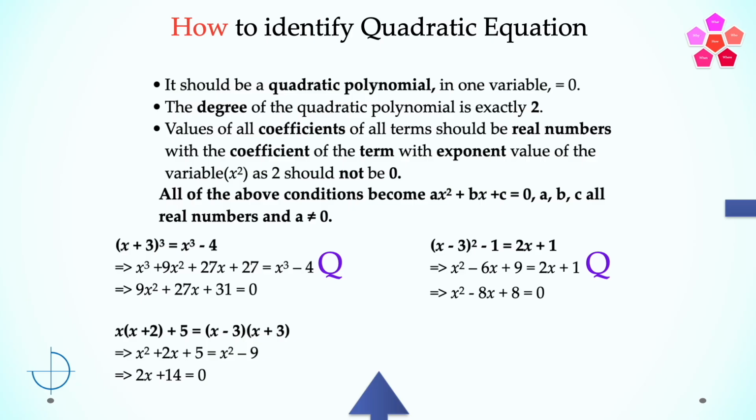Let's look at the last example. x multiplied by (3x plus 2) as a whole is equal to 2x squared plus 4. On simplification further, we have 3x squared plus 2x is equal to 2x squared plus 4. If we simplify it further, we get x squared plus 2x minus 4 is equal to 0. This also qualifies to be a quadratic equation as it is satisfying all the conditions.